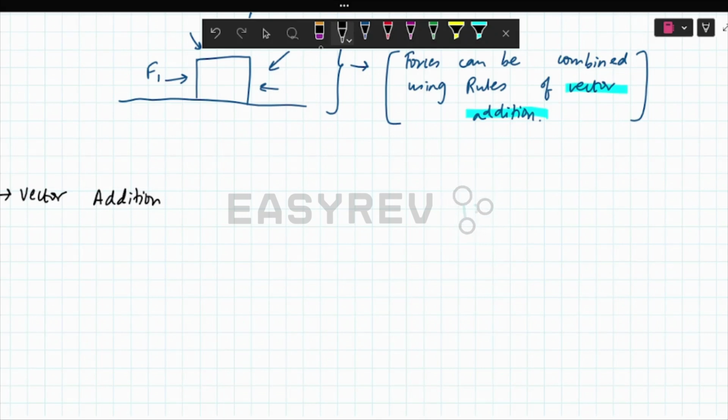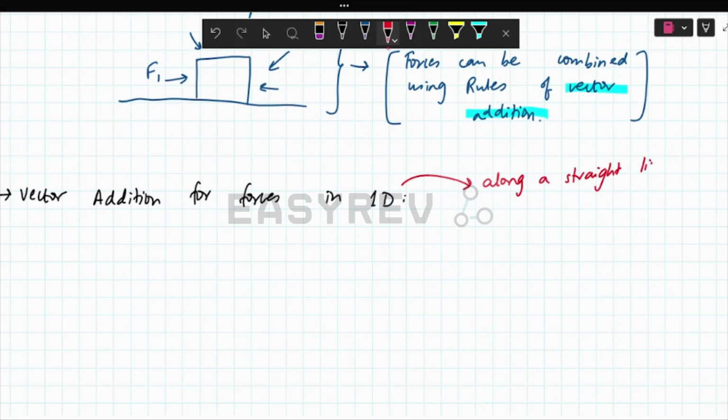So I repeat, we're dealing with vector addition for forces. Let's specify ourselves to that. Vector addition for forces in one dimension. Now I remind you that one dimension basically means along a straight line. So that could be horizontal, vertical, even diagonally, as long as the other forces that are involved are along that same line. For the sake of brevity, I'll be sticking to just the horizontal direction. So let's begin with simple scenarios.